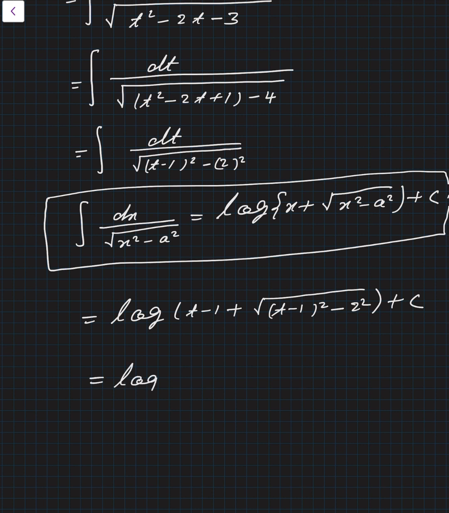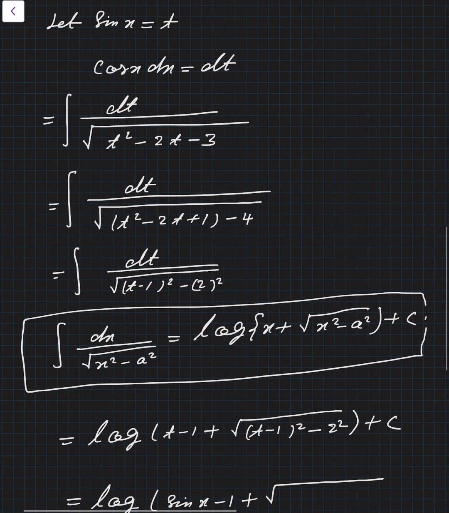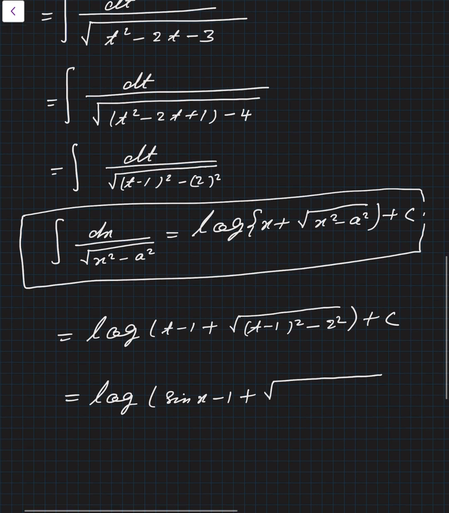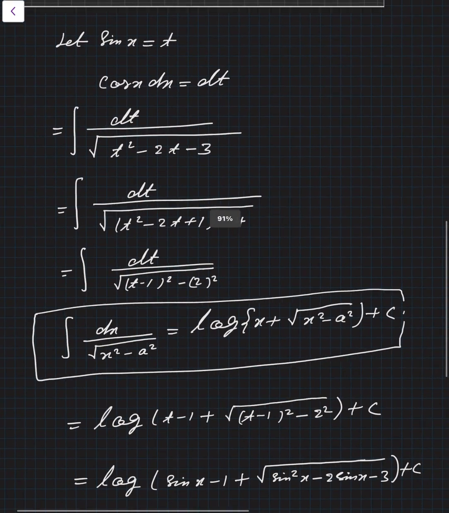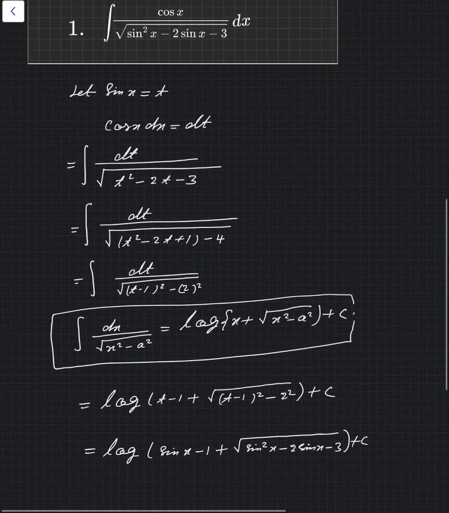So log of sin x minus 1 plus under root sin square x minus 2 sin x minus 3, and plus c is the right answer. Okay, that is question number 1. See very carefully. Simply sin x is t, then cos x dx is dt, then after that solve and find the answer.